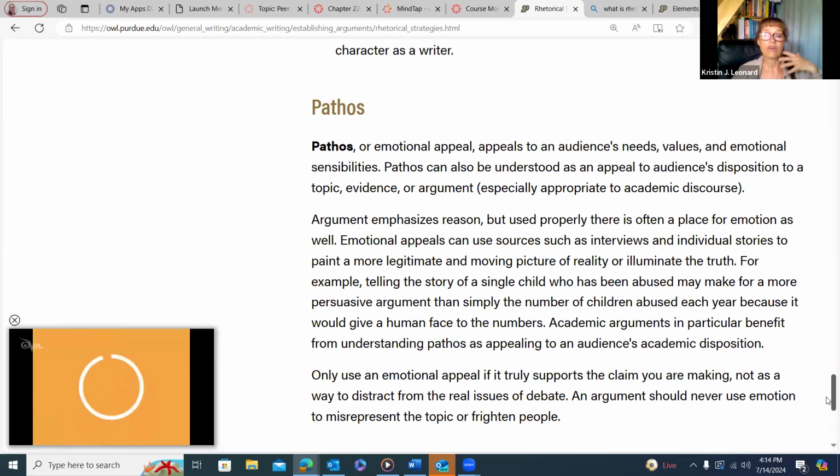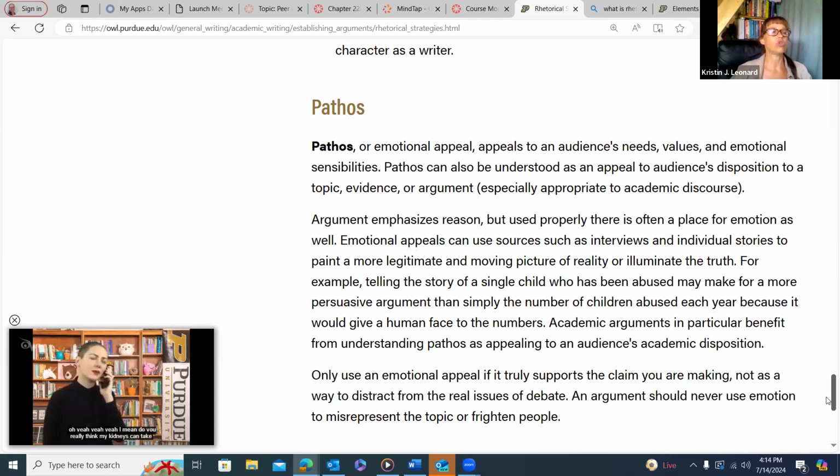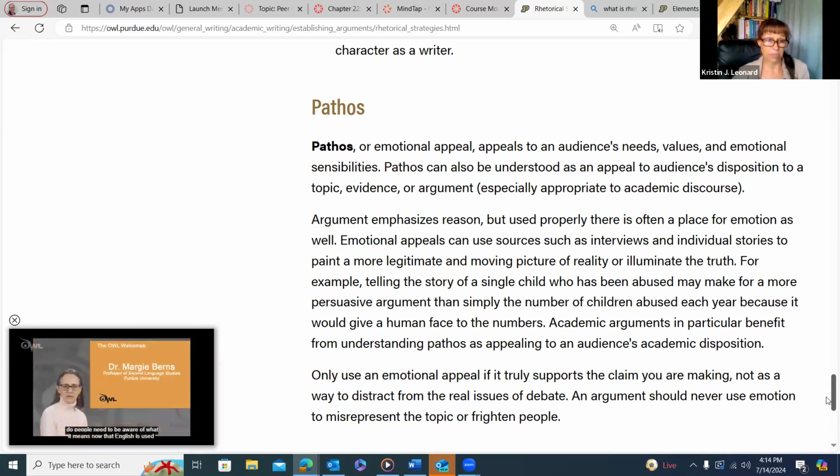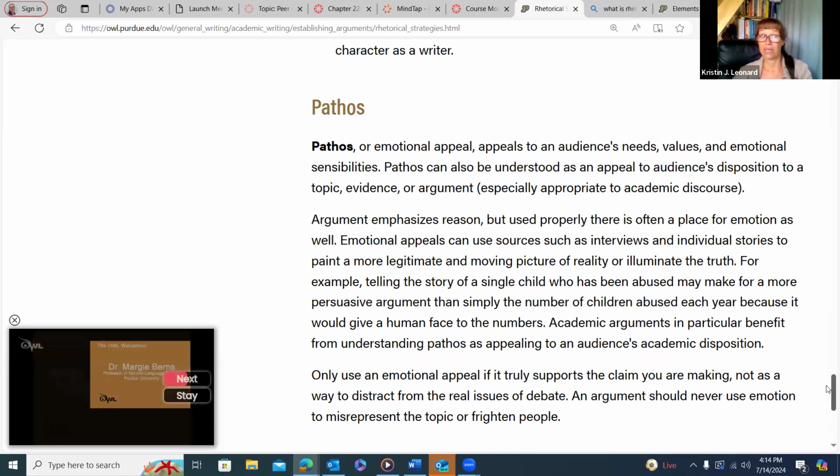And that's all very factual. That would come from a point where we're being logical, this many children, and we're also presenting ethos, because we're using the authority and the expertise of others, but the pathos will put a face to it. This is wonderful. Academic arguments in particular benefit from understanding pathos, because it helps appeal to an audience's academic disposition. But the other caveat would ring true too.